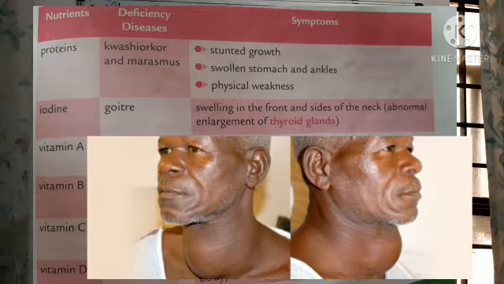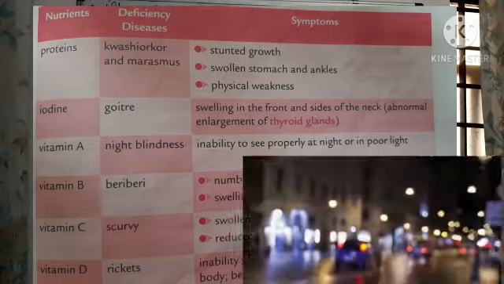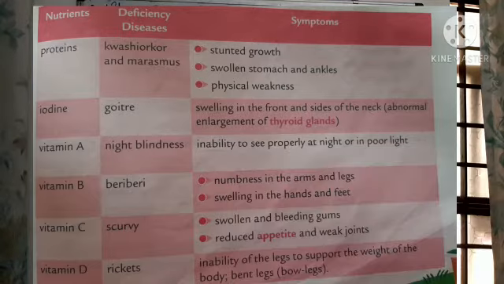That is goiter. Then lack of vitamin A will cause night blindness. That is the inability to see properly at night or in poor light. We cannot see objects at night. That is night blindness. That's why we have to eat vitamin A rich food. What are the vitamin A rich foods, children? Do you remember? Yes, carrot and foods like that.